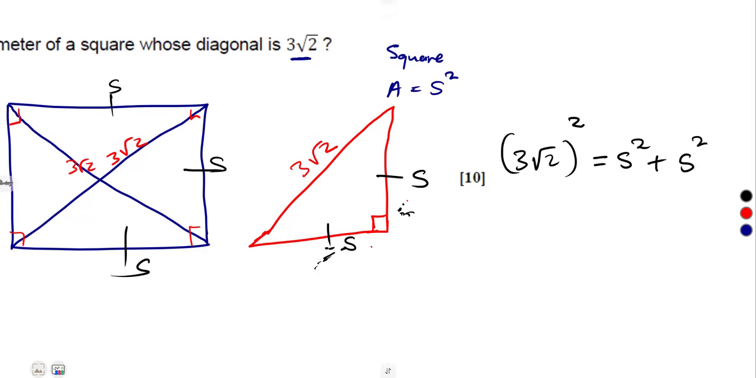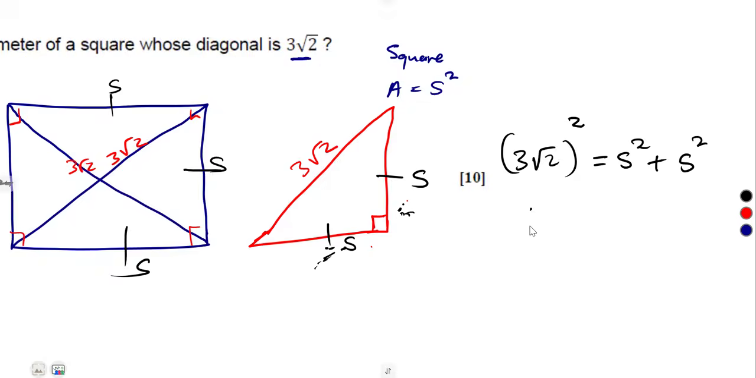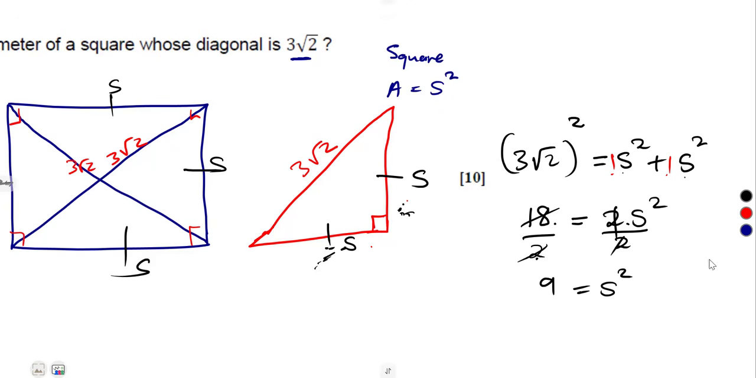So we can find this. 3 square root of 2 squared. Use your calculator, guys. Open your bracket, 3 square root of 2, close the bracket, then square it. The answer is 18. So 18 is equal to S squared plus S squared. That's 1 plus 1, which is 2, so we've got 2S squared. Divide by 2, so S squared is equal to 18 divided by 2. That's 9.